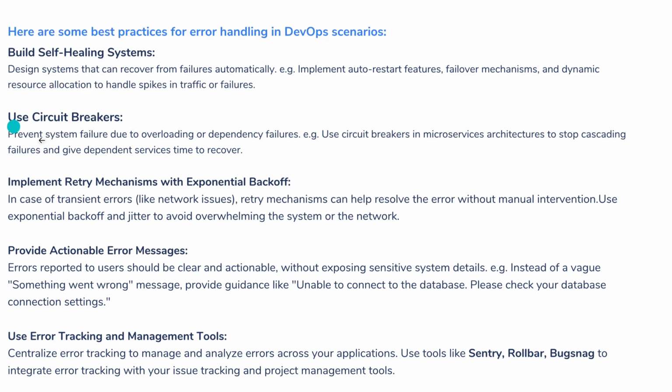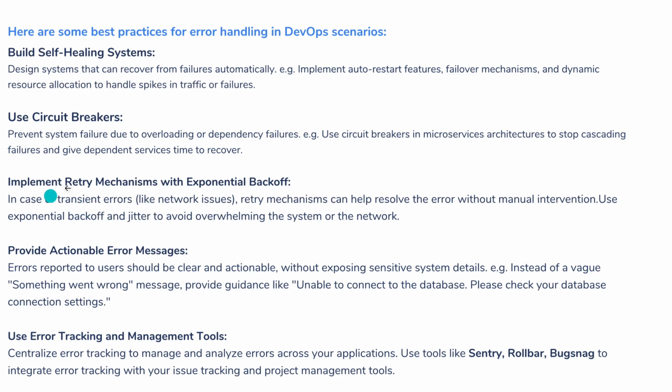Next one is use circuit breakers. This prevents system failure due to overloading or dependency failure. For example, use circuit breakers in a microservice architecture to stop cascading failures and give dependent services time to recover.